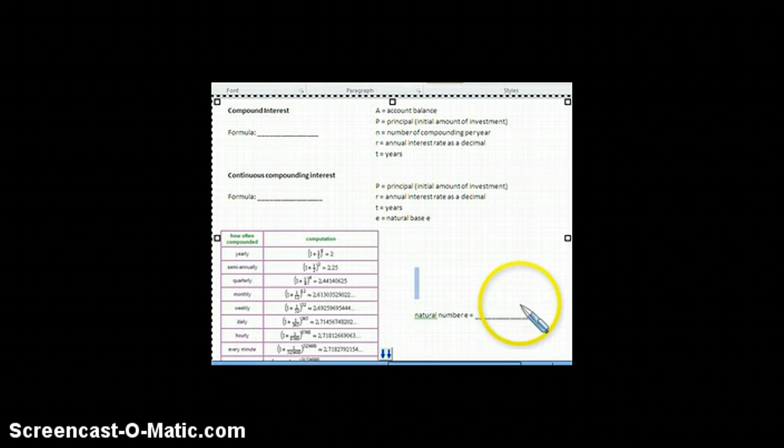Next concept we're going to take a look at that deals with exponents is interest. We're going to look at two different types of interest formulas. So let me write those out here for you. A equals P times (1 plus r over n) raised to the n times t power. And the other one is PERT: A equals P times e raised to the rt.